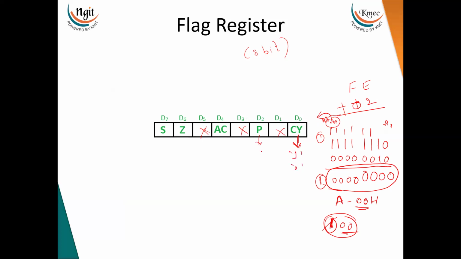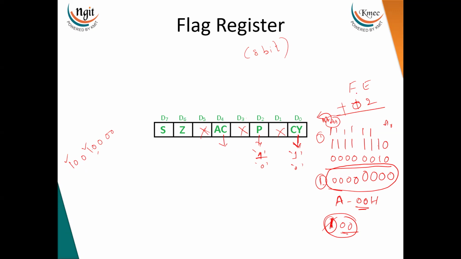Now, coming to the parity flag. If the accumulator has an even number of ones, then the parity flag will set. Otherwise, it will reset. Now, if our result is 10010000, how many ones are there? An even number, 2 ones. So an even number of ones means the parity flag will set.